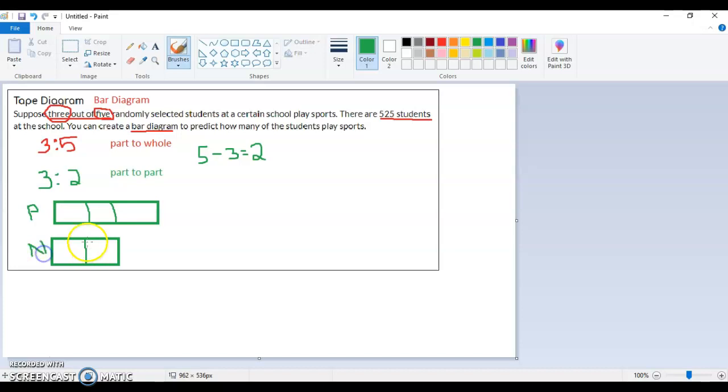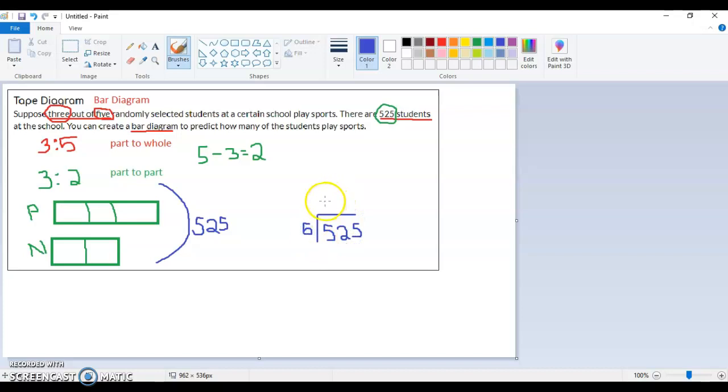Now the 525, it's not talking about just the kids that play or just the kids that don't. It's talking about all of them. So that means 525 represents all 5 of these boxes. If we need to split the 525 into 5 boxes, we're going to have to divide it by 5.